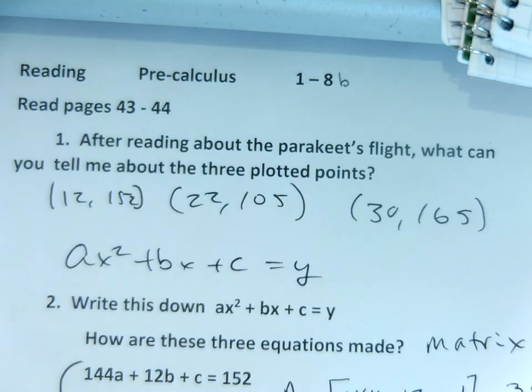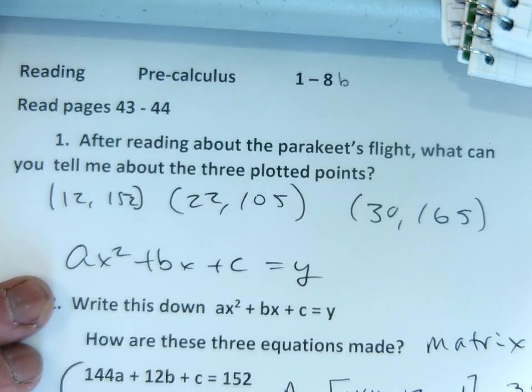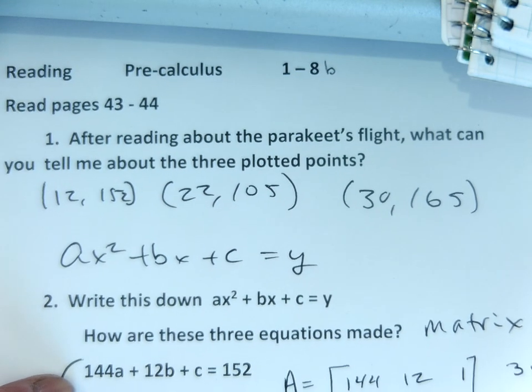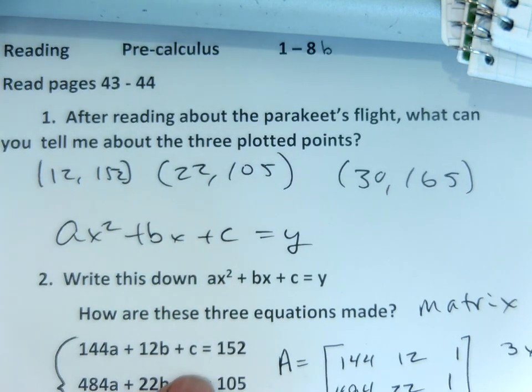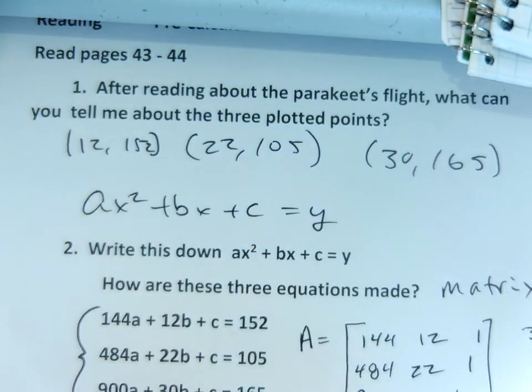Well, we still have to set up our 3 equations using our ax squared plus bx plus c. And we plugged in our 12, we had 144a, 12b, c. We plugged in our 22. We got a second equation. We plugged in our 30 and 165. We got our third equation.